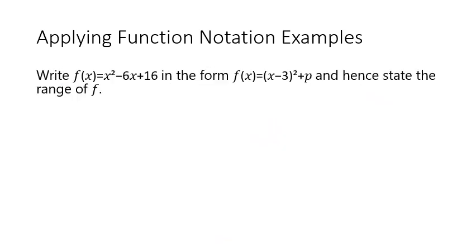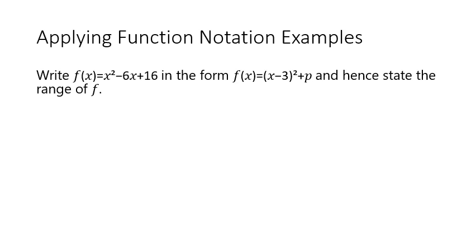Okay, so let's do this next question. And the question is asking us to write f of x equal to x squared minus 6x plus 16 in the form of f of x is equal to (x minus 3) squared plus p. And it wants us to also state the range of f. So because it has a perfect square plus a number on the outside, we know that what we want to do to get there is complete the square.